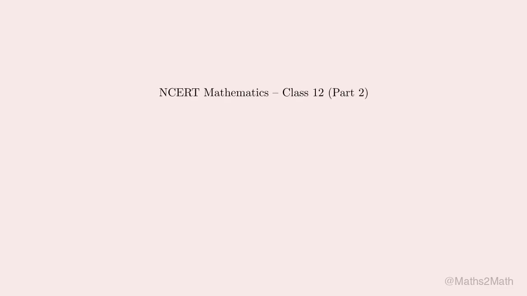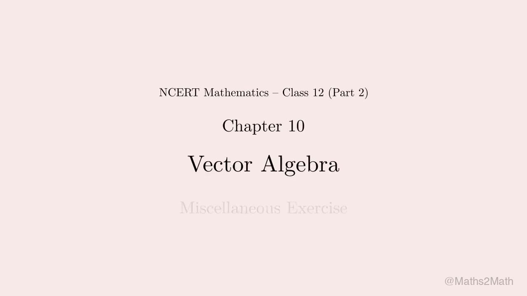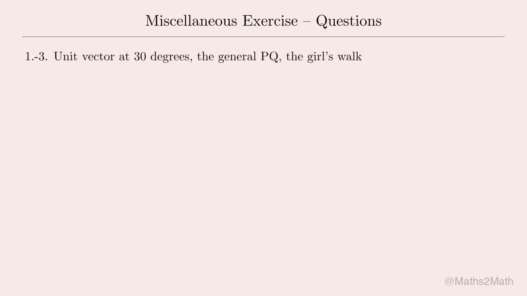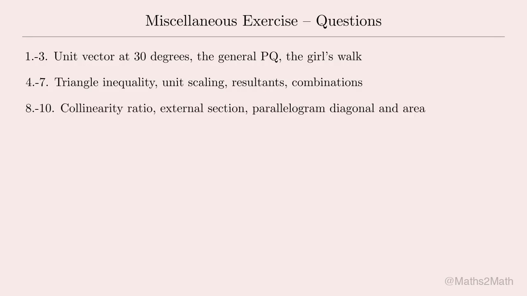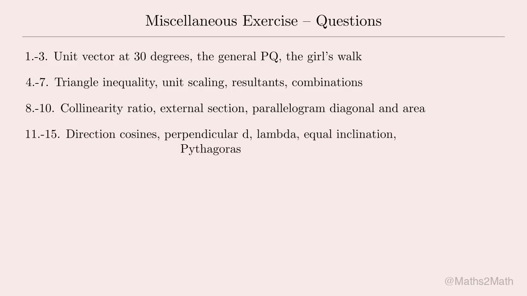In this video, we are solving every question of the miscellaneous exercise on Chapter 10, Vector Algebra, from the NCERT Mathematics textbook for Class 12, Part 2. The miscellaneous exercise on Chapter 10 has 19 questions across the whole of vector algebra: components and displacement, section formulas, cross-product geometry, inclination proofs, and 4 multiple choice. Here they are.